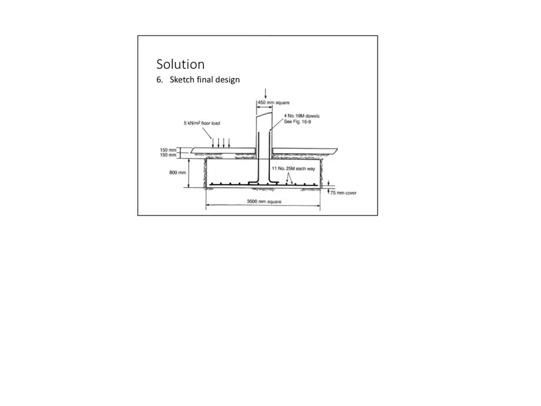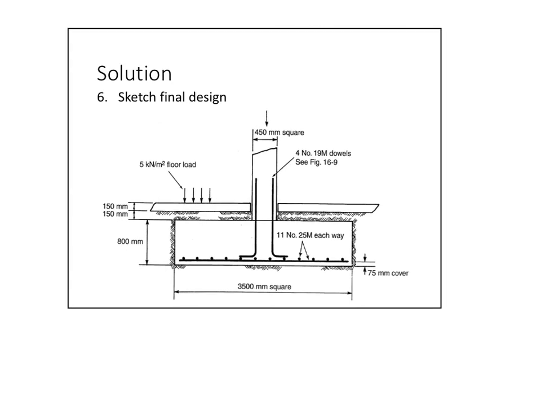Last thing is to sketch your footing. Now I have 11, number 25 in both directions. Those are the dowels, and that's how the sketch looks like.